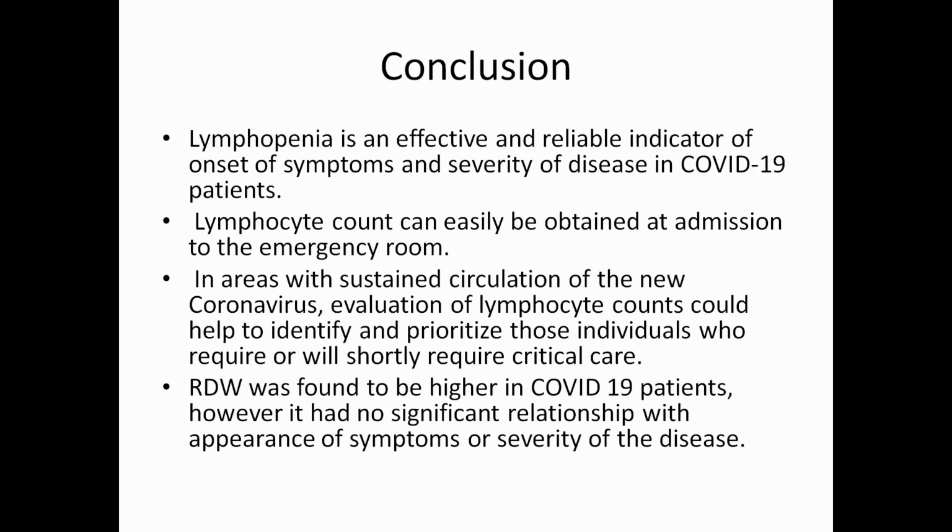Conclusion: lymphopenia is an effective and reliable indicator of onset of symptoms and severity of disease in COVID-19 patients. Lymphocyte count can easily be obtained at admission to the emergency room. In areas with sustained circulation of the new coronavirus, evaluation of lymphocytes could help to identify and prioritize those individuals who require, and will shortly require, critical care. RDW was found to be higher in COVID-19 patients; however, it had no relationship with appearance of symptoms and severity of disease.